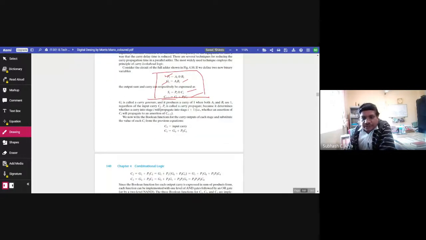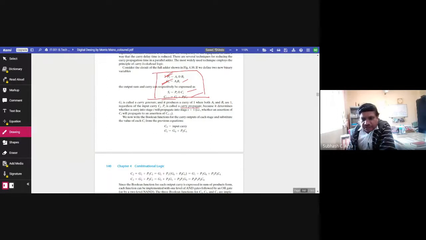Now you give this i equal to 0, 1, 2, 3. Okay. So Gi is called carry generate, and it produces a carry of 1 when both Ai and Bi are 1, regardless of the input carry Ci. Pi is called carry propagate. So Pi is carry propagate, and Gi is carry generate.